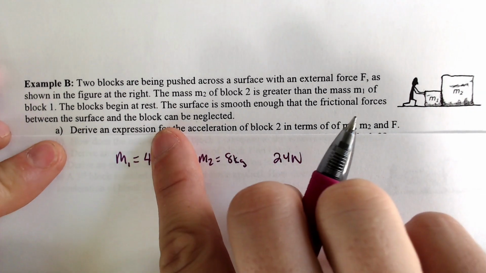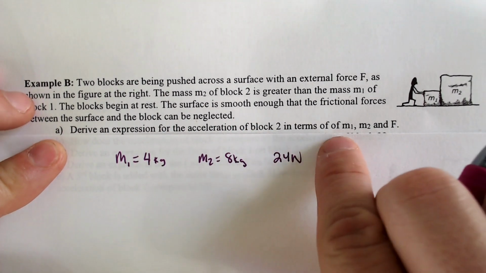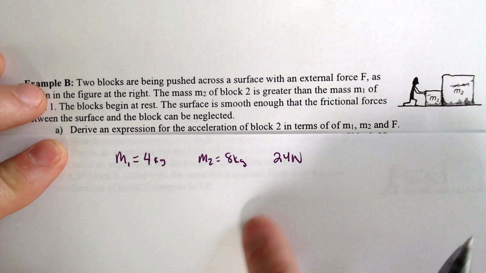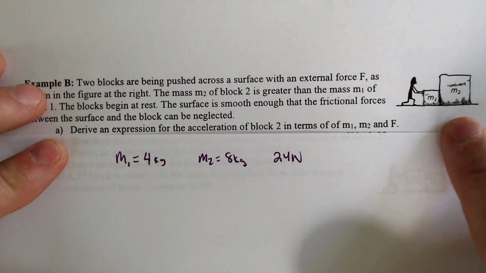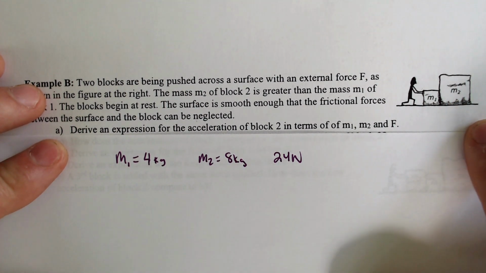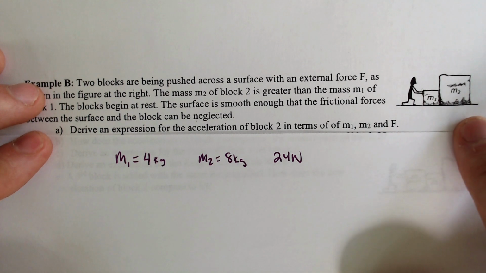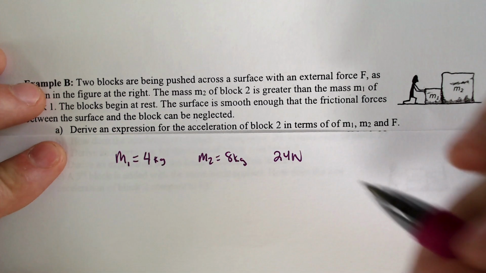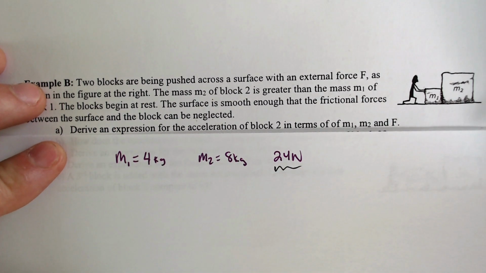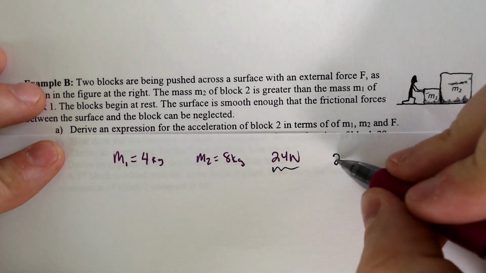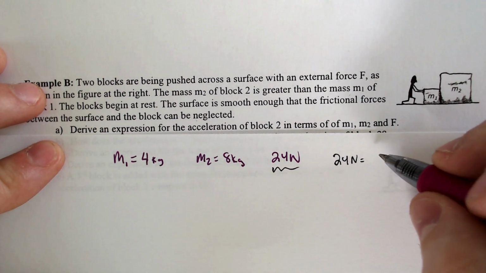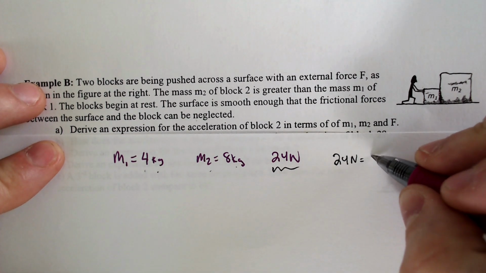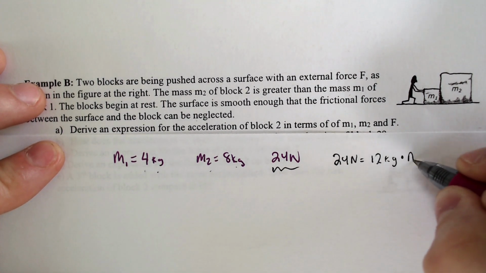To derive an expression for the acceleration of block 2 in terms of M1 and M2 and all that stuff, we need to first figure out what is the overall force of the system because they're moving in tandem. So they are only going to be accelerating together. 1 is pushing 2, which means they're accelerating at the exact same speed. Well, the force exerted over the overall system is 24 newtons. That would mean that 24 newtons would equal mass, which would have to be combined, 4 plus 8 would be 12 kilograms, times acceleration.